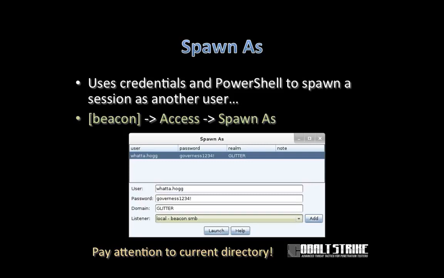Spawn as accepts credentials and a listener, and it uses PowerShell to spawn a beacon session as another user. You can use the spawn as command in the beacon console, or just go right-click, beacon, access, spawn as, pick the credentials you want, pick the listener, and you'll be rocking and rolling.